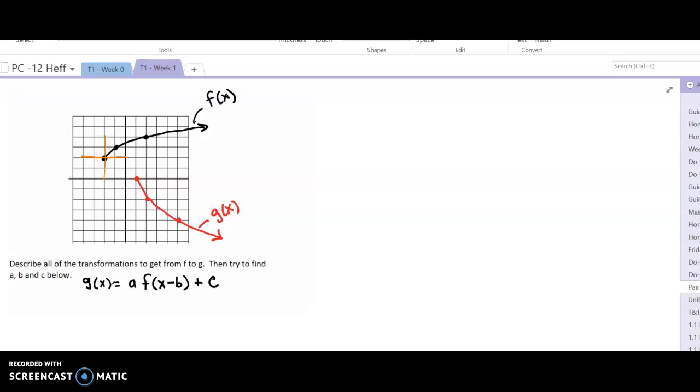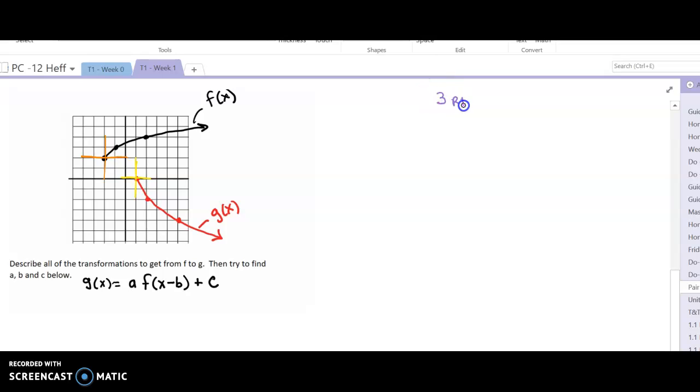So we've been asked to describe all transformations to get from f to g, then to find the constants a, b, and c. So the first thing I've done is highlighted the origin for f of x, and now I'm going to highlight the new origin for g of x. You'll see that we went 1, 2, 3 to the right and 2 down. So I'm going to describe those.